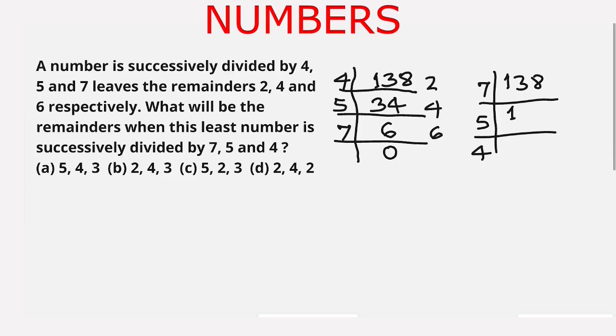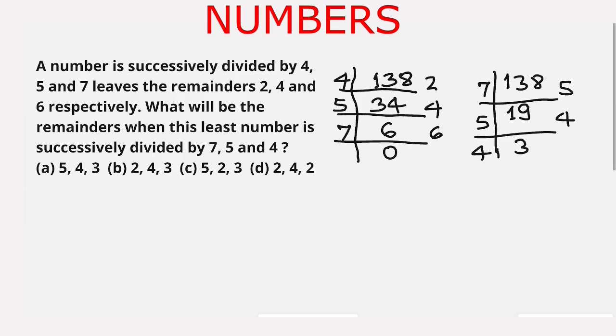remainders. 7 divides 138 for 19 times. 19 times 7 is 133 and 138 minus 133, the remainder is 5. Now this 19 is divided by 5. 5 divides 19 for 3 times and the remainder is 4. 5 times 3 is 15 and 19 minus 15 is 4. So the remainder is 4.